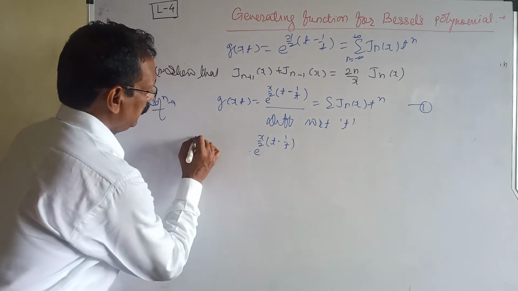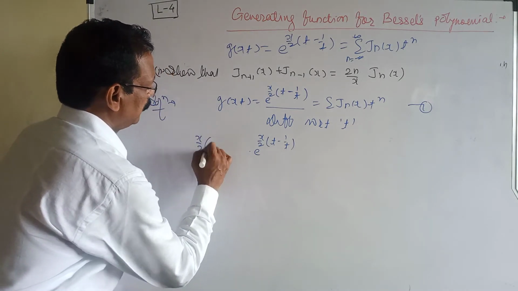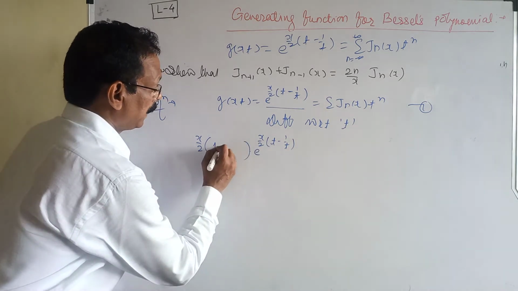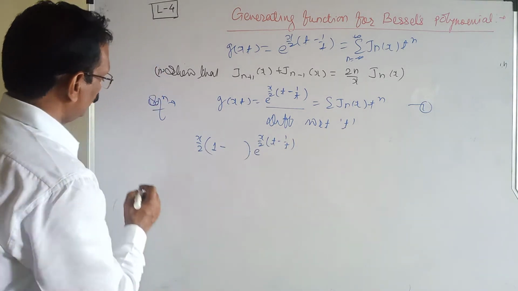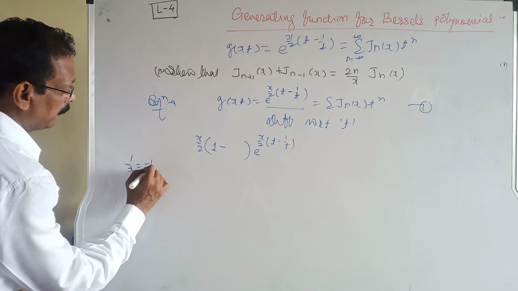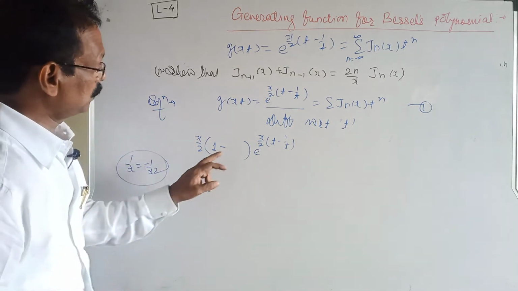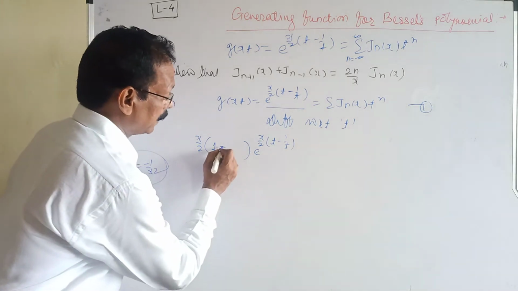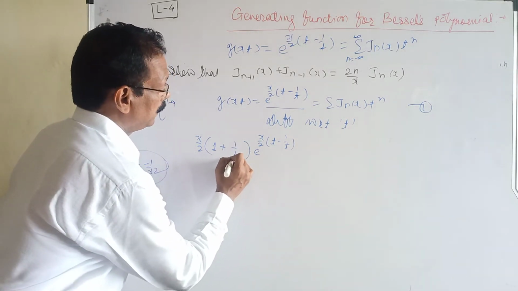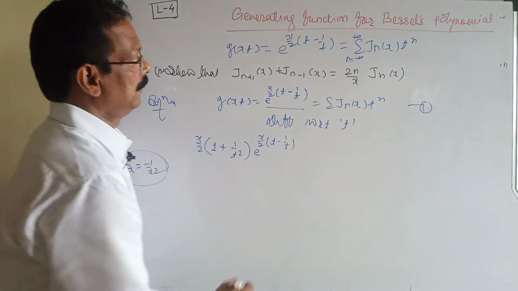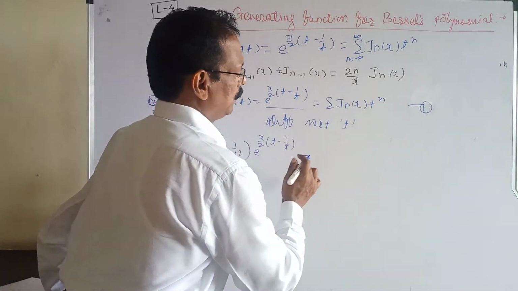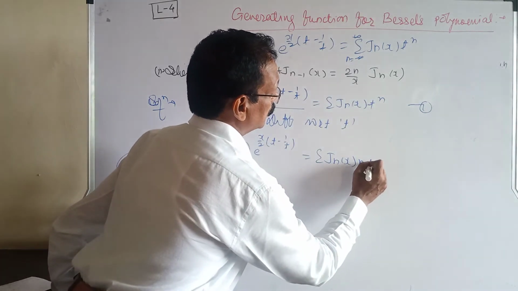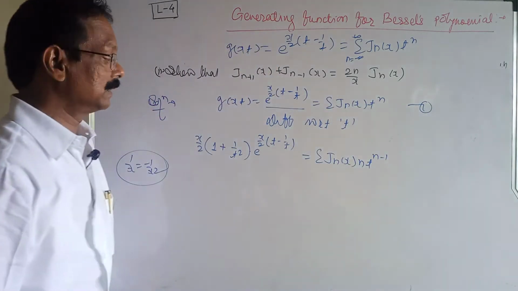So we write x by 2 as it is, into the differentiation of t, which is 1, minus the differentiation of 1 upon t. We know that the differentiation of 1 upon t is minus 1 upon t square. So this minus and that minus become plus 1 upon t square. And differentiating the right hand side, it is the summation of Jn of x into n into t raised to n minus 1.